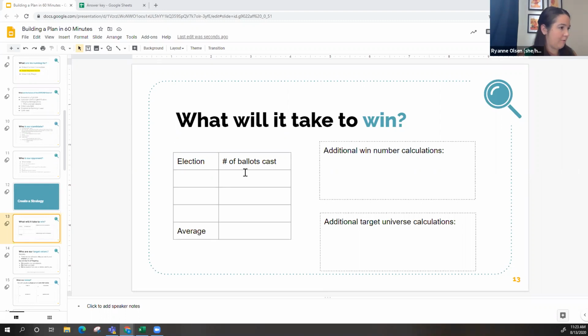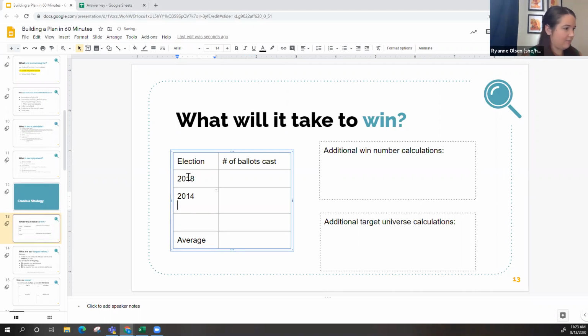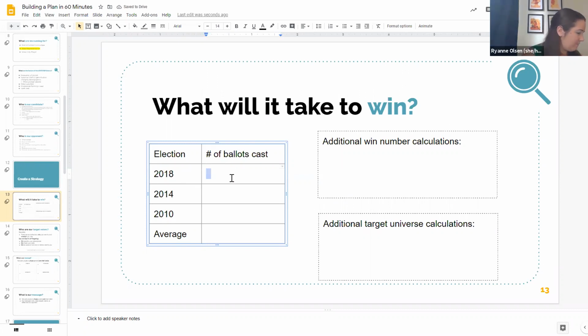So for the midterm turnout, we're going to look at the past couple of midterms, right? We're looking at 2018 turnout. We're looking at 2016 turnout. And nope, 2016 is a presidential year. We're looking at 2014 turnout, and we are looking at 2010 turnout. I'm going to give you the number of ballots cast, and we're going to work together to create what we think the win number might be.